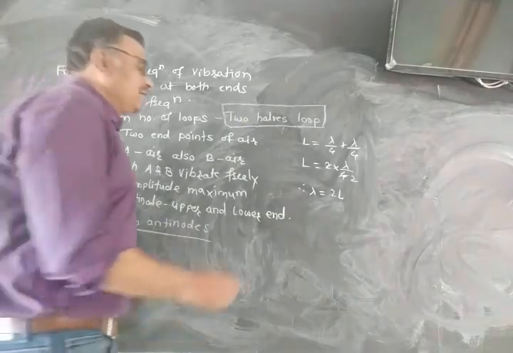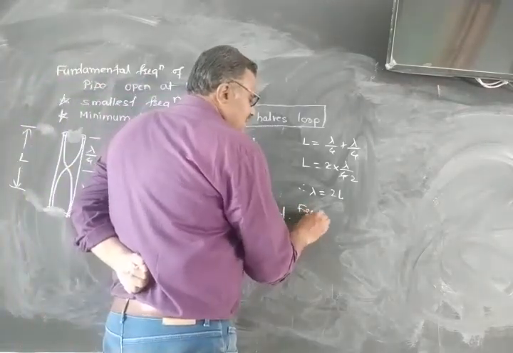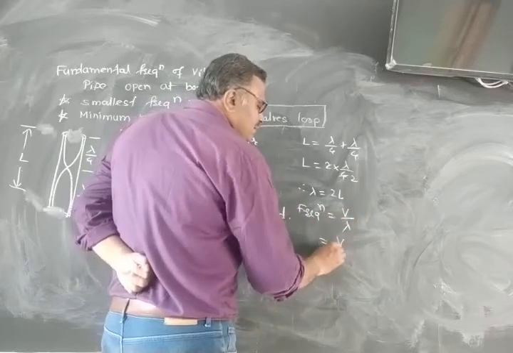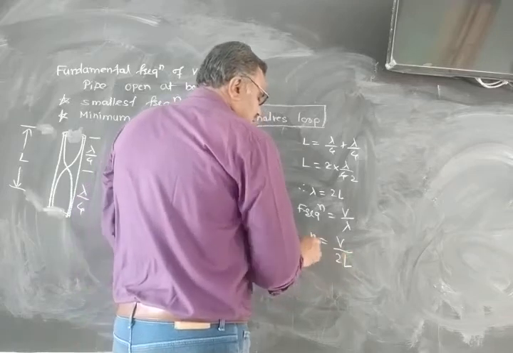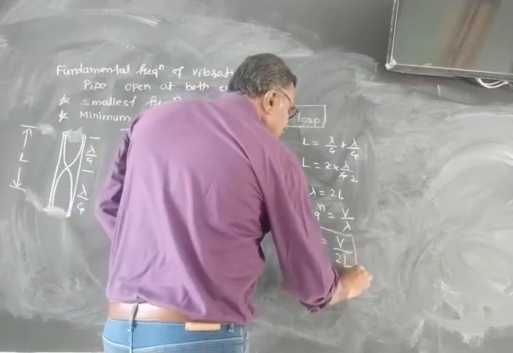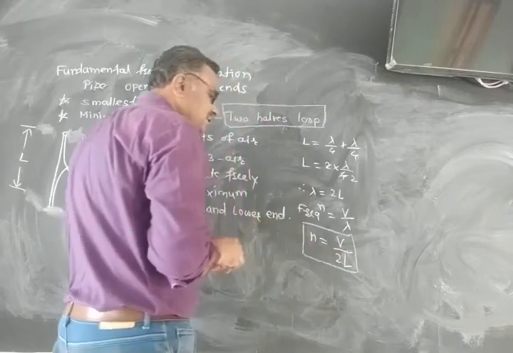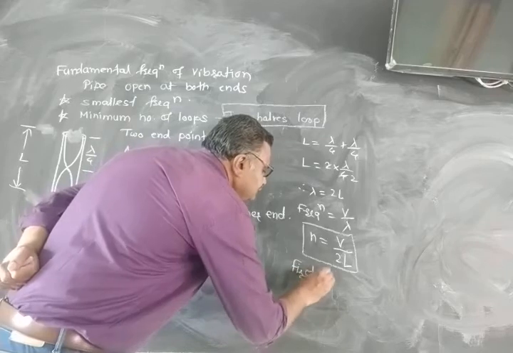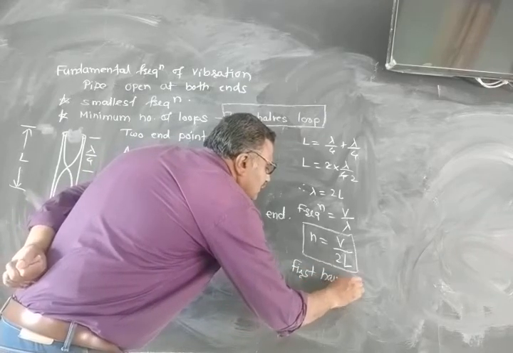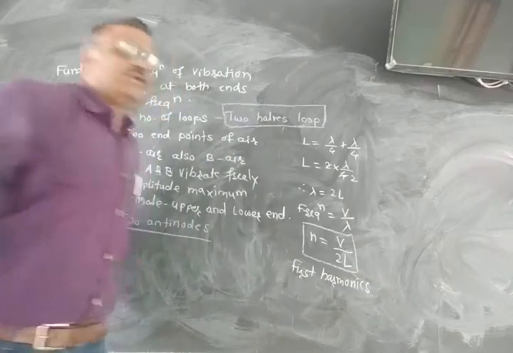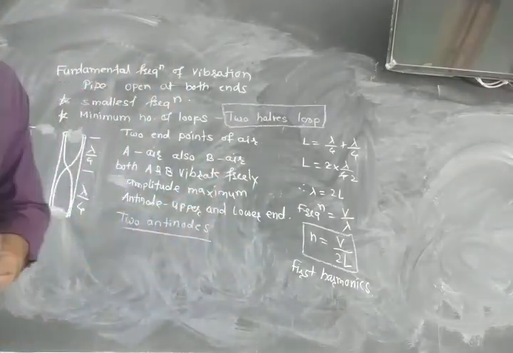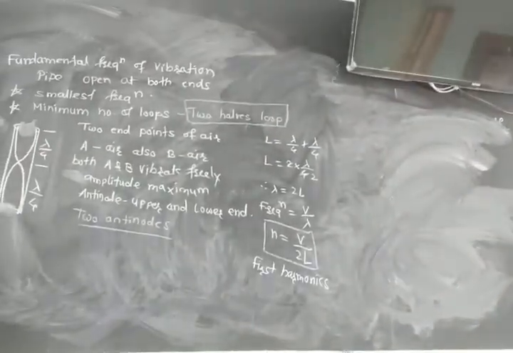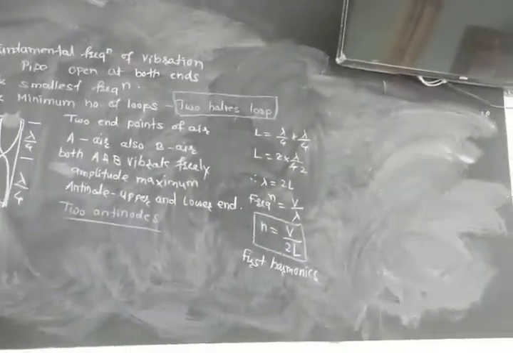Therefore now we calculate frequency. Frequency is given by the formula v upon lambda. Therefore v upon twice L. This frequency is known as fundamental frequency, or it is also known as frequency of first harmonic. In this way, we can calculate the frequency with which the air column present in a pipe can vibrate.